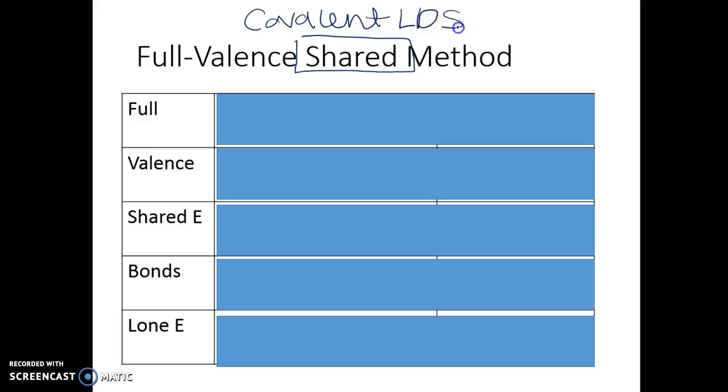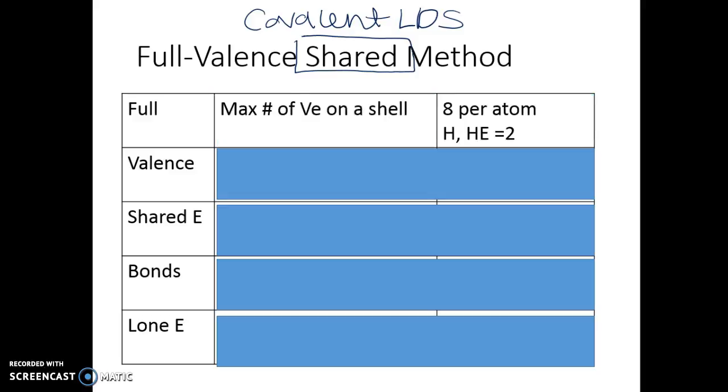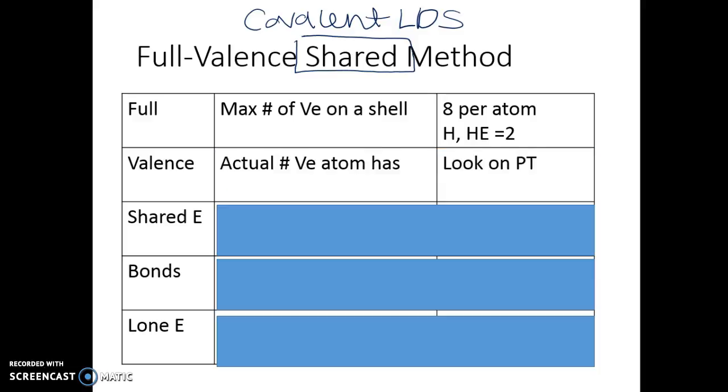In covalent Lewis dot structures, we start by calculating the number of full valence electrons, or how many electrons are on the outer shell. This is always 8 per atom we're discussing, unless it's hydrogen and helium, who only have 2 valence electrons on their shell. We then need to find the valence electrons, or the number of actual valence electrons the atom has. So you look at the periodic table based on the family. Nitrogen's going to have 5 valence electrons, but it wants 8 full valence electrons.